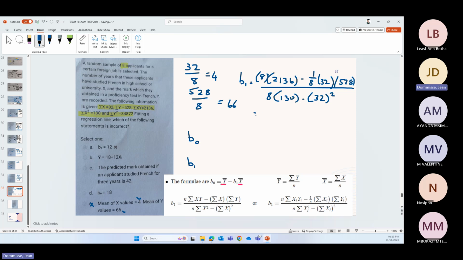We've substituted everything, so now let's just multiply out. So 8 times 2136. I'm first just going to write everything down: 17088. Then 1 divided by 8 times 32 times 528. That gives me minus 2112.